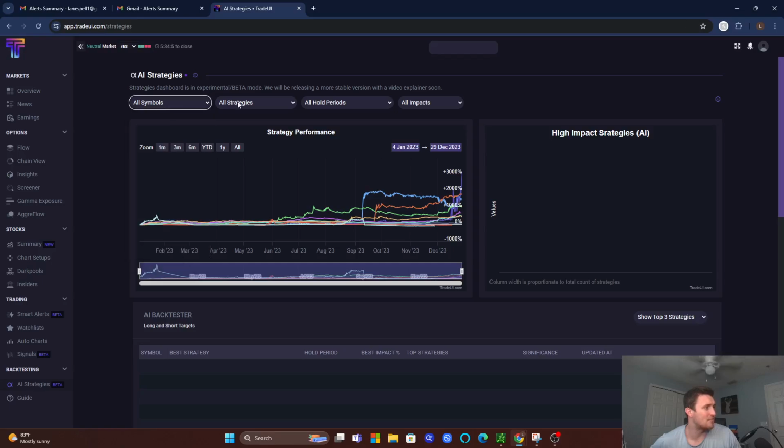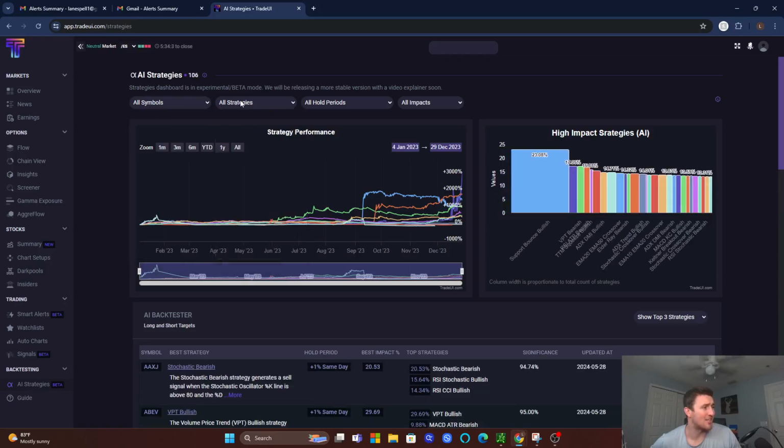You can filter by symbols. You can filter by an actual trading strategy. There's over 100 strategies you can choose from here. You can filter by holding period and the AI impact. So what happens is our AI has gone through all these strategies and all these different stocks and told us which stock strategy is the most sensitive to a particular stock.